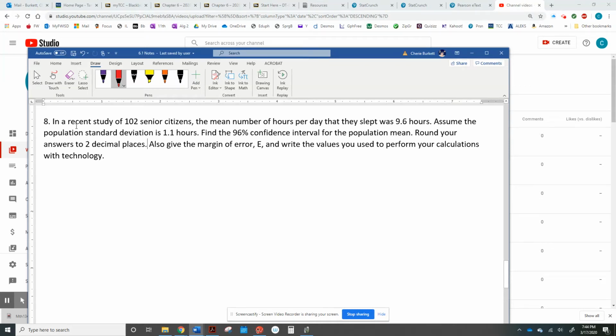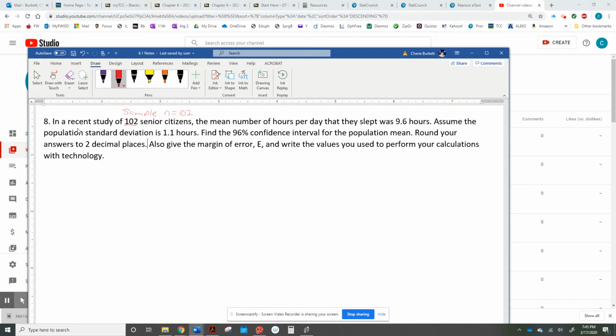Okay, so I pulled this one off your Chapter 3 test review. So you will see this one again when you're prepping for your Chapter 3 test. This one says in a recent study of 102 senior citizens, since it's only 102, it's not every senior citizen. This is a sample. Okay, and with the sample size of 102.